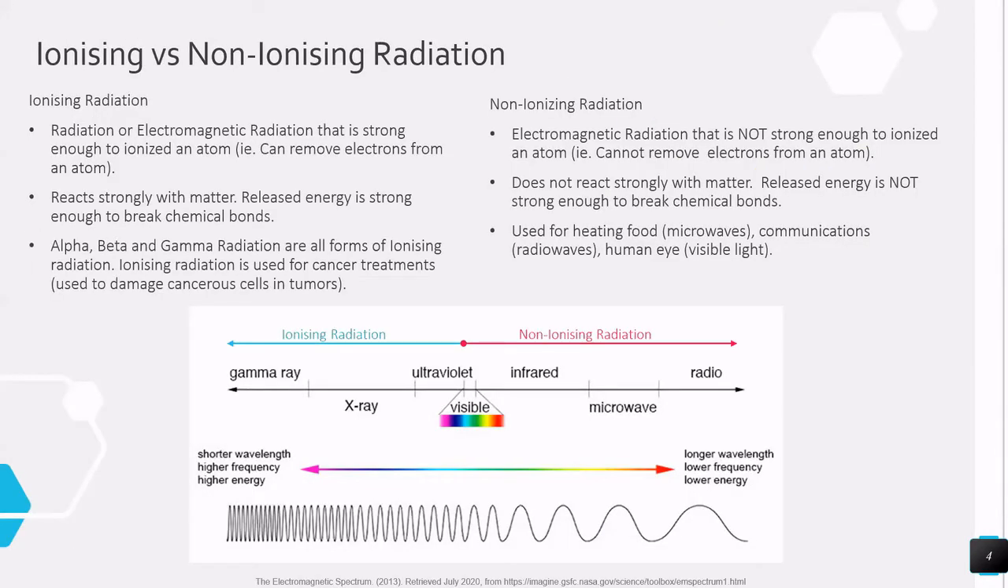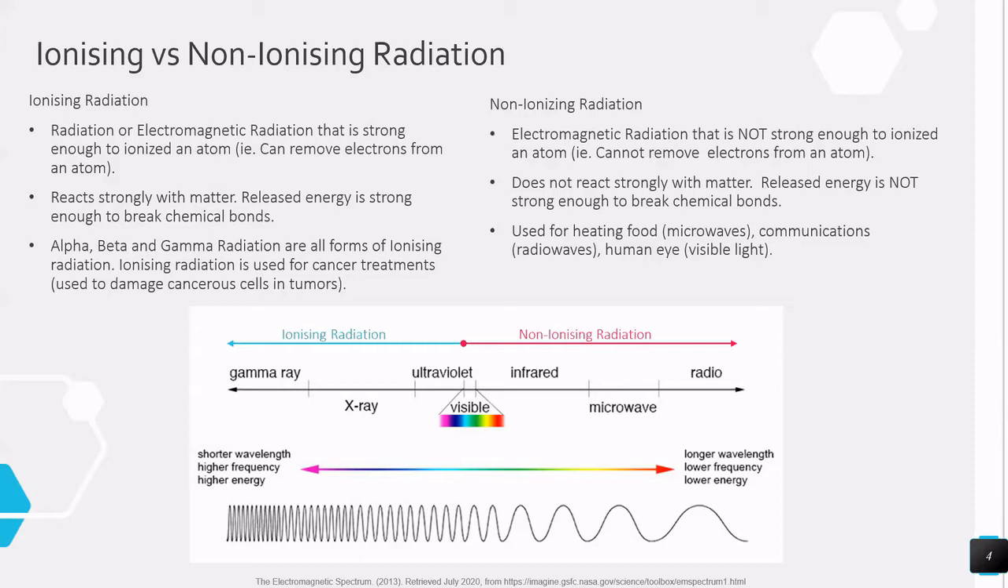There are two main types of radiation: ionizing and non-ionizing radiation. Ionizing radiation is strong enough to ionize the atom. That is, ionizing radiation gives orbiting electrons enough energy to leave the orbit of the nucleus. Ionizing radiation reacts strongly with matter and is strong enough to break chemical bonds. Alpha, beta, and gamma radiation are all forms of ionizing radiation.